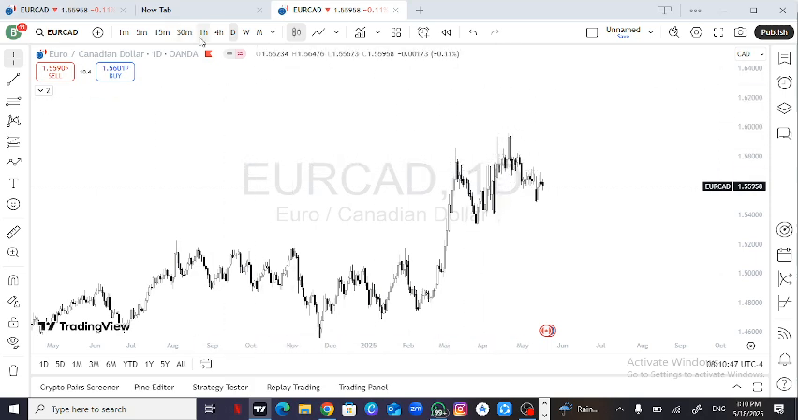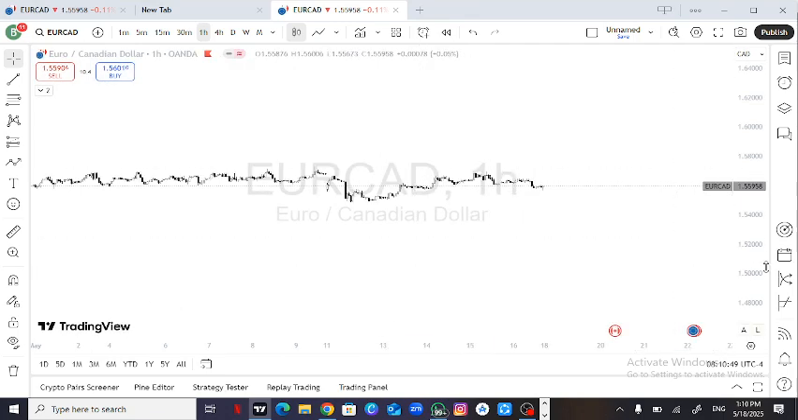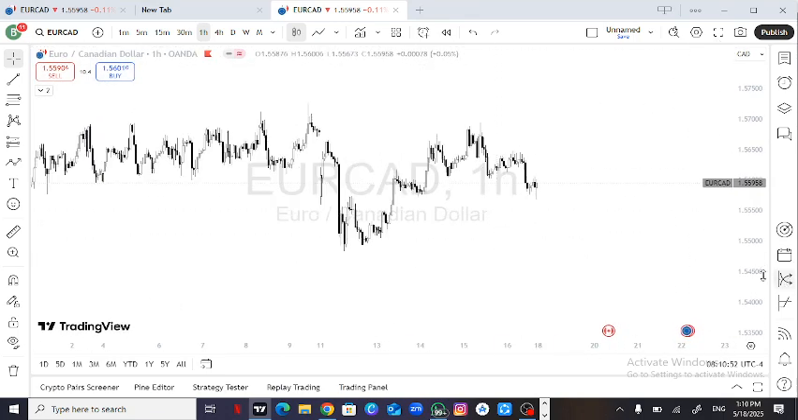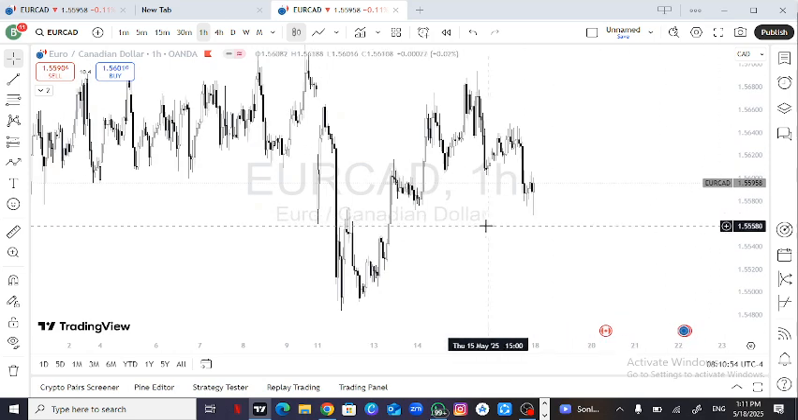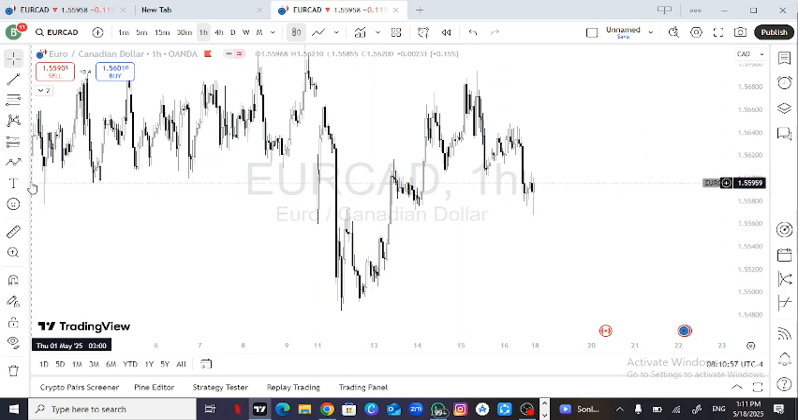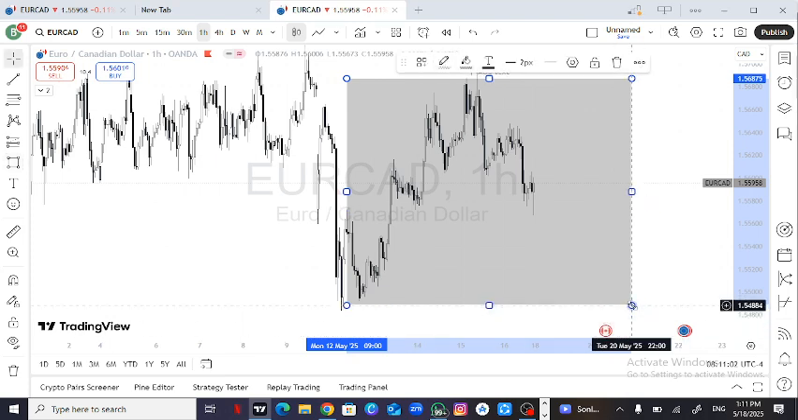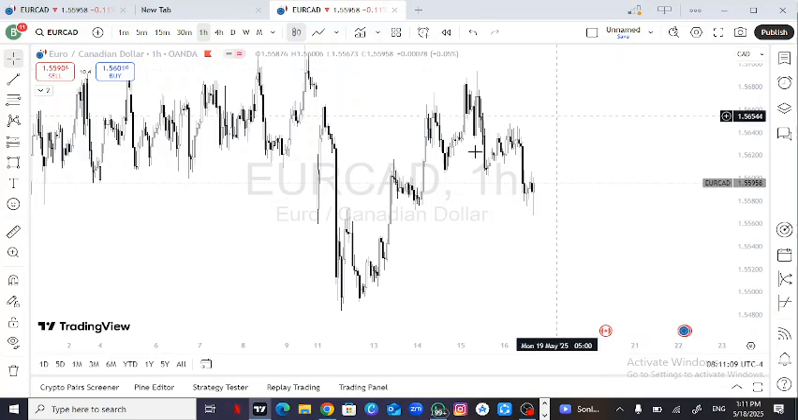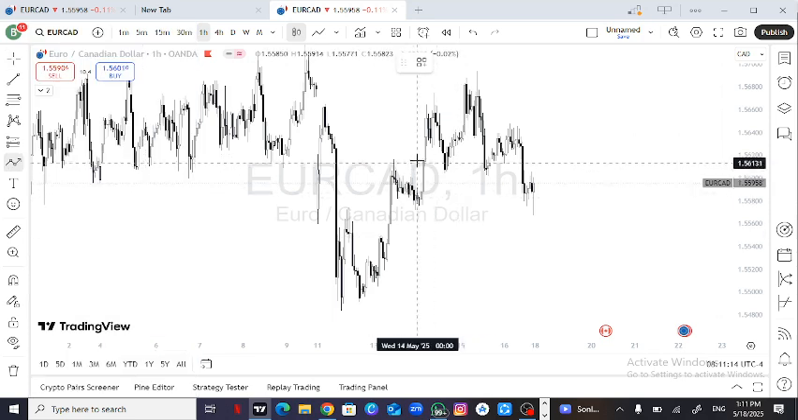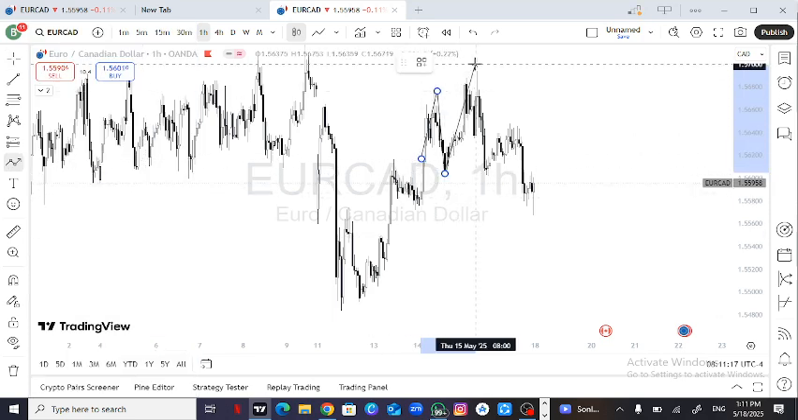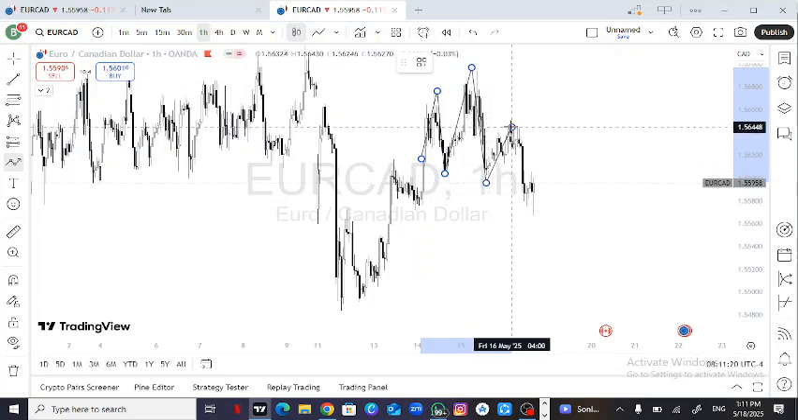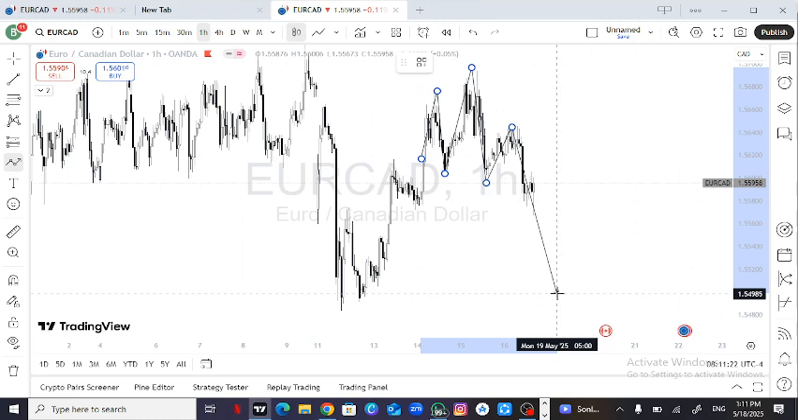So let's go on 1 hour time frame. On the 1 hour time frame, we are going to really focus on this current market on EURCAD, which is this one. What I'm seeing here in my own strategy is a head and shoulders pattern, which is this one. So that means market is going to pull down to this side.